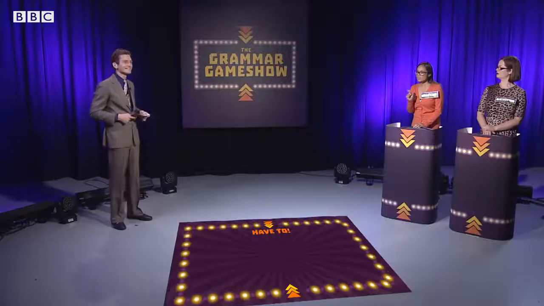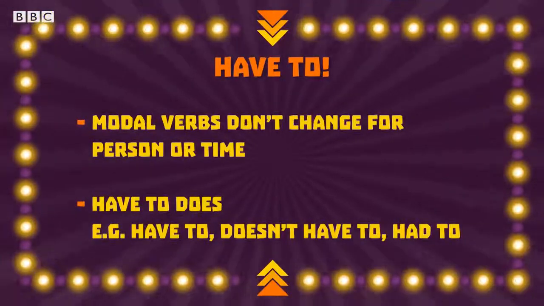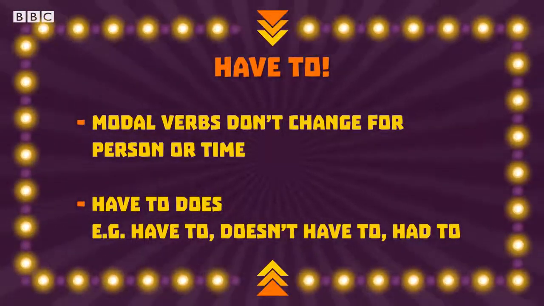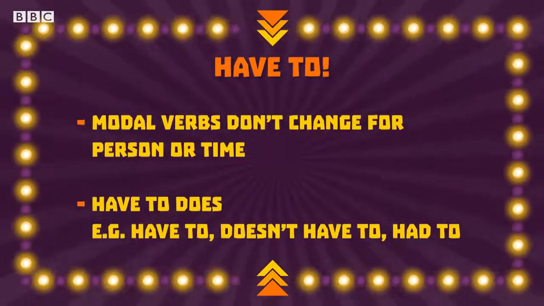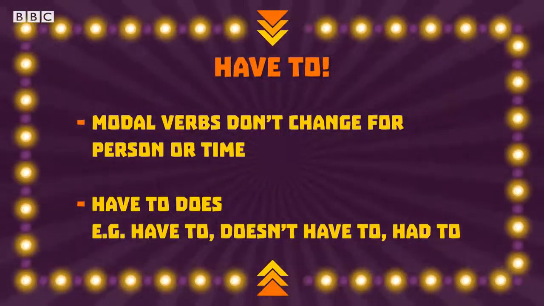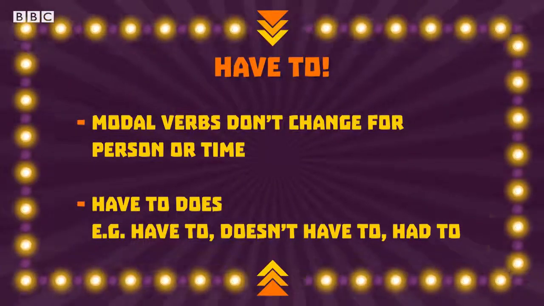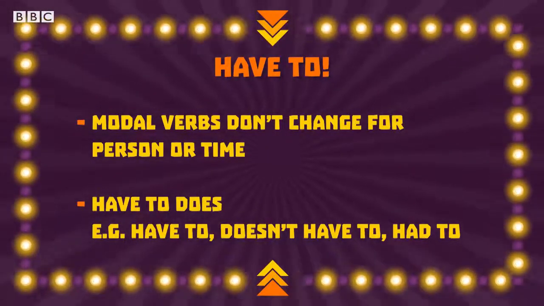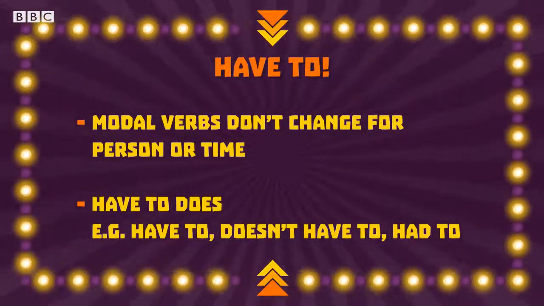Leslie? Absolutely right! Unlike other modal verbs, have to changes to show person, for example, have to, has to, and time, for example, had to, didn't have to. Its meaning doesn't change, though.